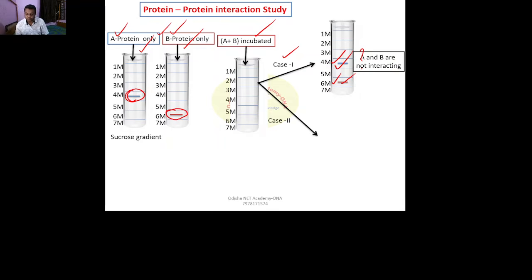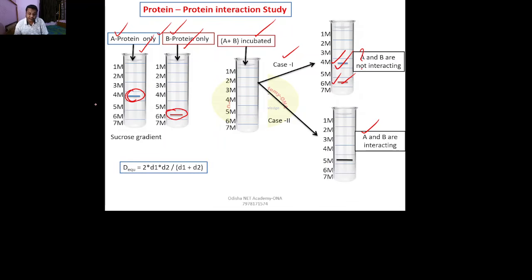Suppose the banding pattern changes, so that your conclusion will be A and B interacting. Now you must get one band. And at which position? Now you have to take the equivalent density. When the protein of density 4 unit and protein of density 6 unit get intermixed, what is the equivalent density?